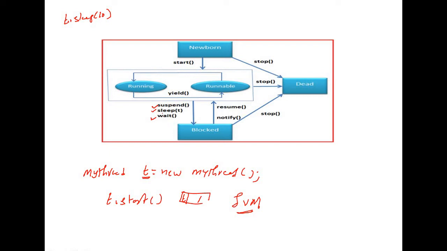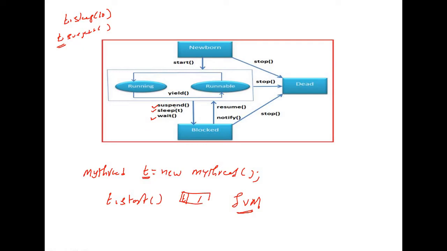Assume I write the sleep method, sleep of 10 seconds. At that time the thread will sleep for 10 seconds, and after that it will get back to the runnable state. If we apply the suspend method, t.suspend, the thread will be suspended. To get this thread back, you have to write the resume method.